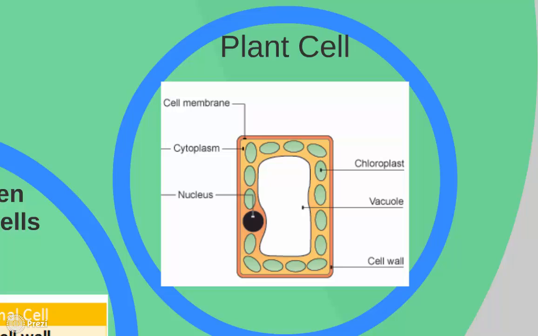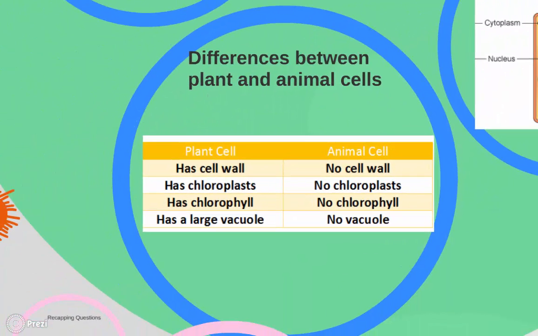Now we're going to have a look at the differences between the plant and animal cells. Plant cells have a cell wall, have chloroplast, have chlorophyll, and have a large vacuole. Animal cells have no cell wall, no chloroplast, no chlorophyll, and no large vacuole.